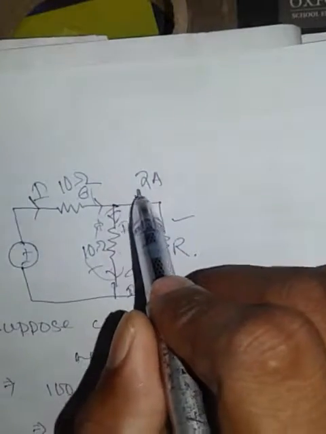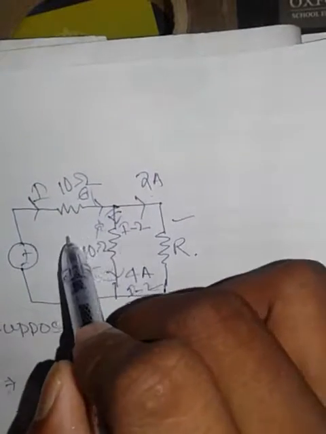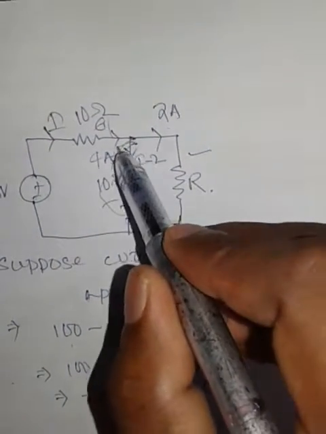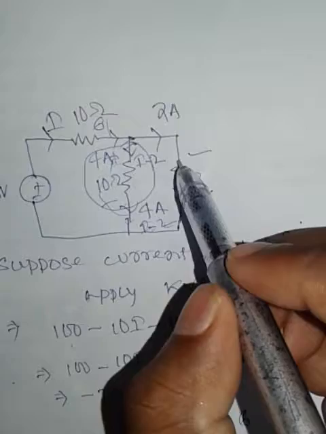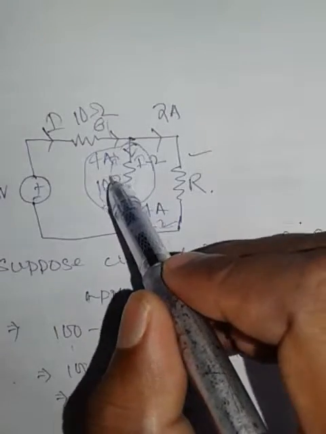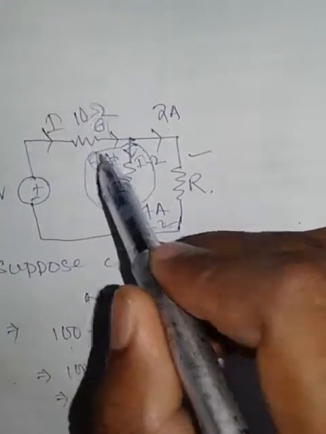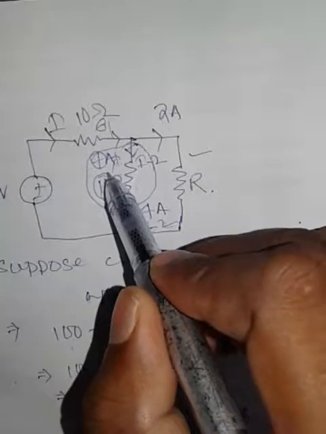So this current we have got is 6. This current is already 2, so this current will be I minus 2, which we are getting as 4 ampere. So the voltage drop across it will be voltage into current, so the current is 4 ampere and the resistance will be 10.